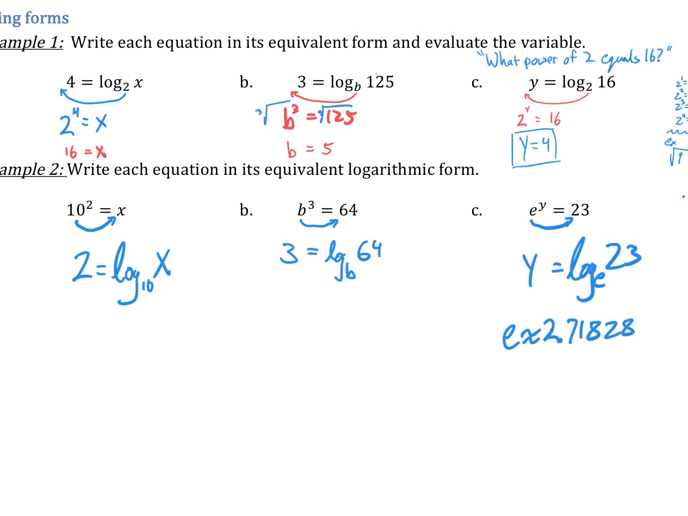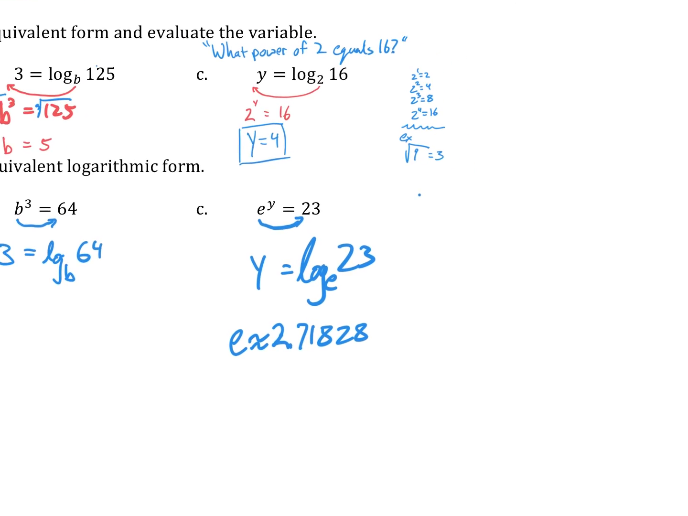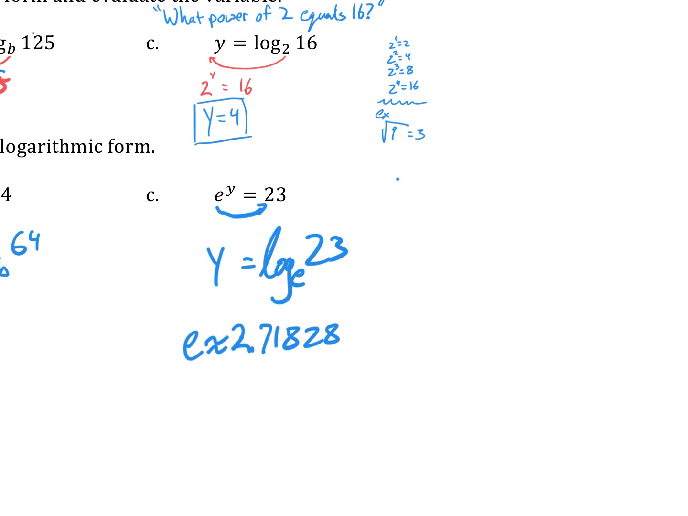Okay. All right. Now we actually have a special way of writing this. This is what we call our natural log. So we'll talk more about this in a bit. But we're going to write this particular log differently. We'll write it as ln, that's a cursive L, ln of 23.